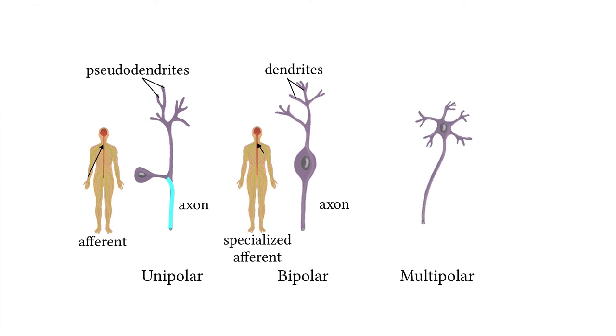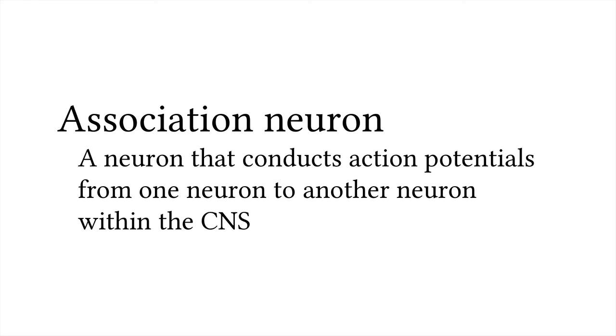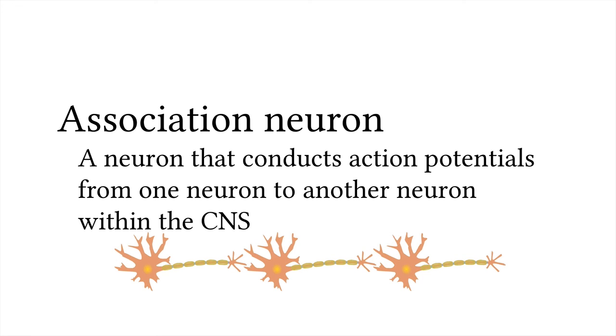Finally, this is a multipolar neuron. It has several processes, lots of dendrites, and a single axon. Actually, regardless of the number of processes a neuron has, it will only have one axon. Multipolar neurons are usually motor neurons in the efferent division of the peripheral nervous system, or something called association neurons. An association neuron is a neuron that conducts action potentials from one neuron to another neuron within the central nervous system. So, association neurons behave like a chain of neurons, receiving a signal and passing it on to the next neuron. Association neurons are found in the central nervous system.